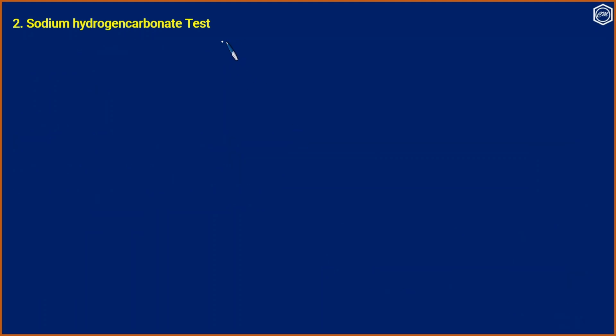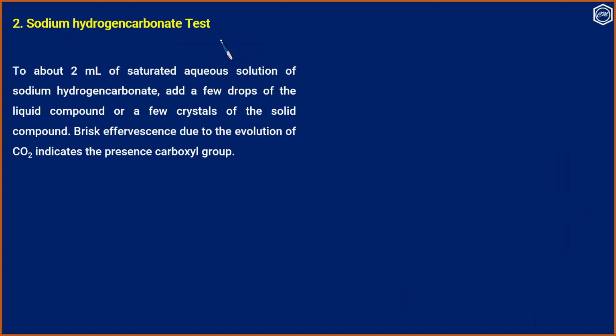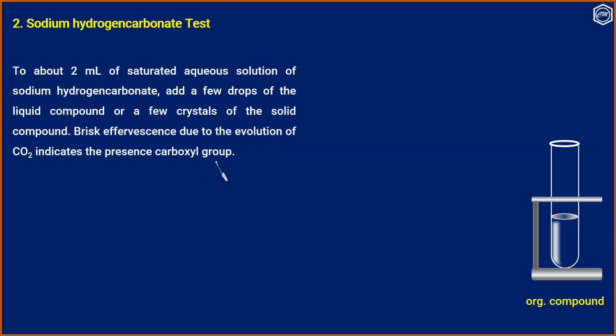The second test is sodium hydrogen carbonate test. To about 2 ml of the saturated aqueous solution of sodium hydrogen carbonate, we add a few drops of the liquid compound. If it is a solid, we need a few crystals of the compound. Brisk effervescence due to the evolution of carbon dioxide indicates the presence of carboxyl group.